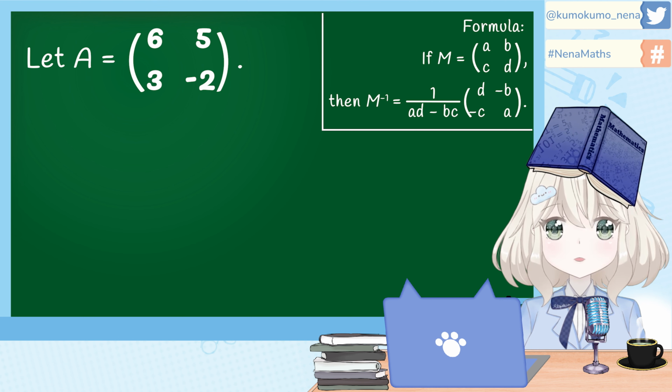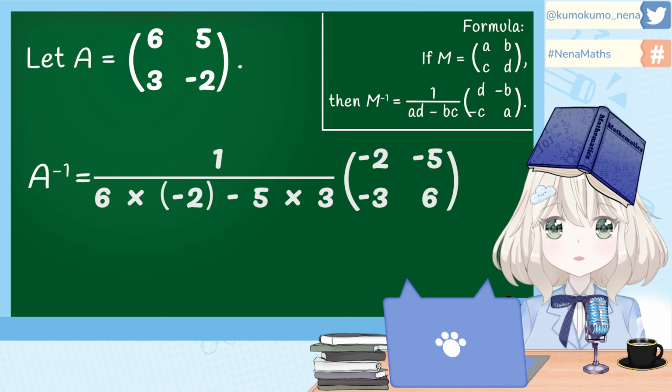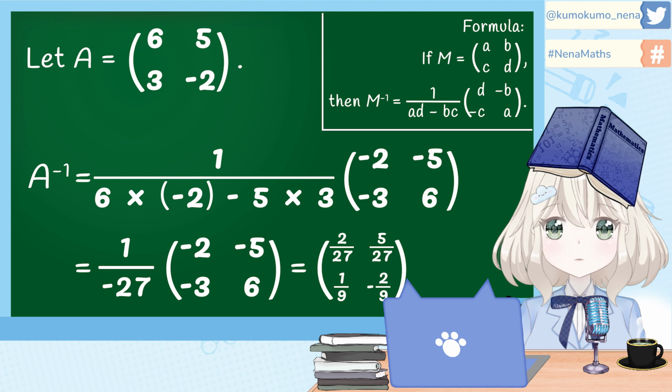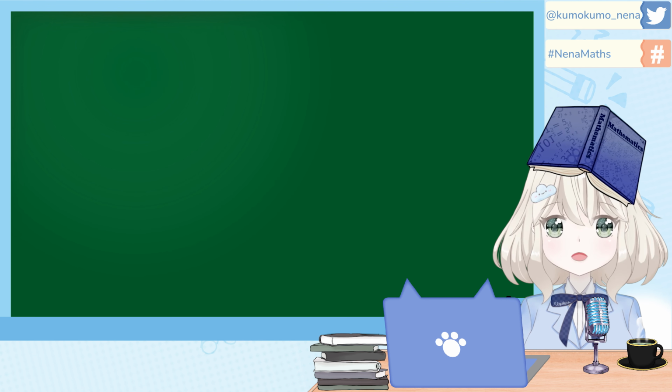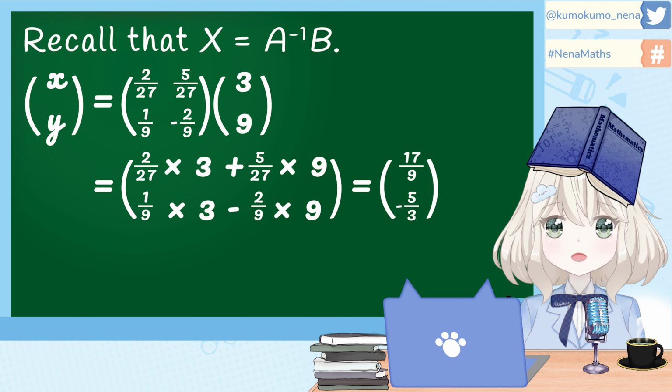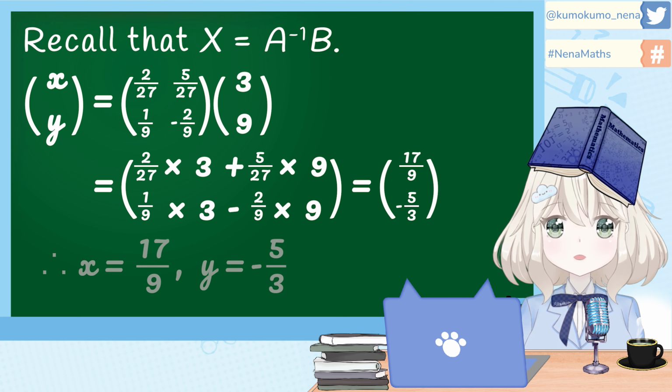Let's first find the inverse matrix. A inverse is equal to 1 over 6 times minus 2 minus 5 times 3 times the matrix minus 2, minus 5, minus 3, 6. And then we get the matrix 2 over 27, 5 over 27, a ninth, minus 2 ninths. We can get the solution by multiplying this matrix with the matrix 3, 9. Then we get 17 over 9, minus 5 over 3. The first entry of this matrix is the value of x, and the second entry is the y value.